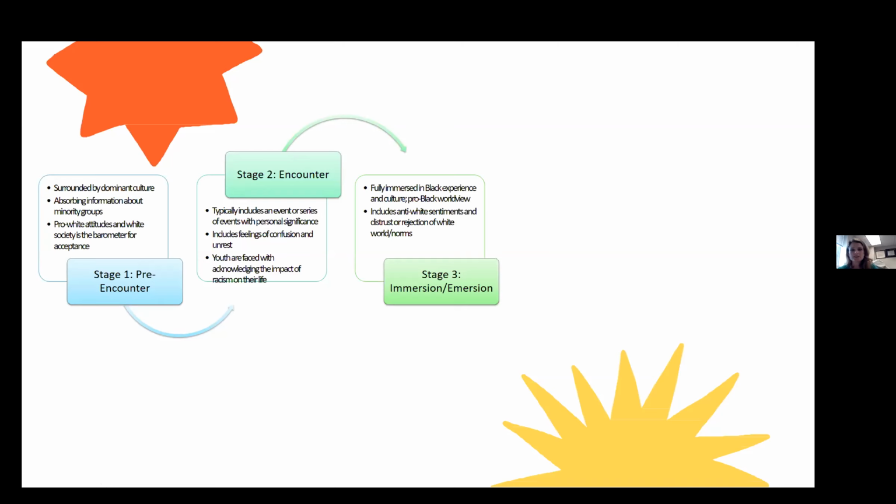Stage 3 is called immersion, which is described as a phase where someone is really drawn to be fully immersed in the Black experience and culture, with a very strong pro-Black worldview. And this phase, when defined specifically in phase 3, can often include anti-white sentiments, a rejection of white values and white norms, and distrust there. So you'll see some things continue through phases and some don't.